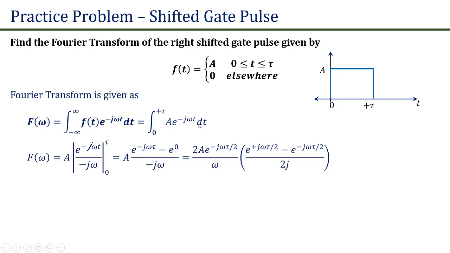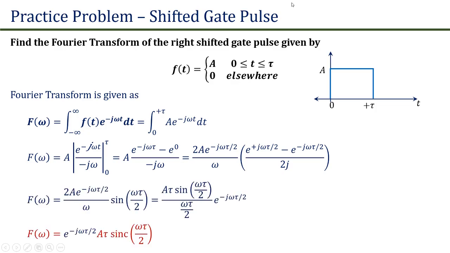If we integrate and put the limits, we will get F(omega) is equal to A into e raised to power minus j omega tau minus e raised to power 0 divided by minus j omega. On solving it further, we can express F(omega) as e raised to power minus j omega tau by 2 into A tau sinc of omega tau by 2. Here, A tau sinc of omega tau by 2 is the Fourier transform of the gate pulse when it was not shifted in time. Once it is shifted in time by tau by 2, it is multiplied by a factor e raised to power minus j omega tau by 2.